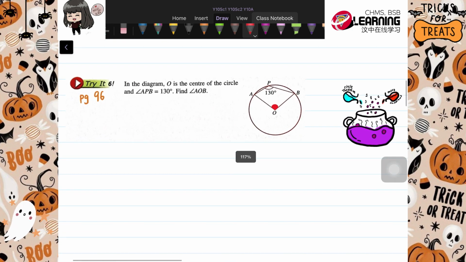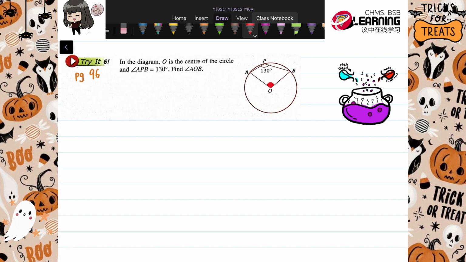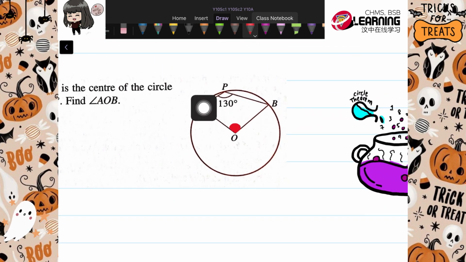So this one is angle at the center. This is the center here. I'm going to zoom in. This is the center. This is the circumference.